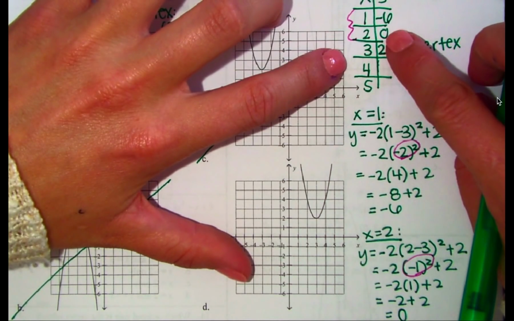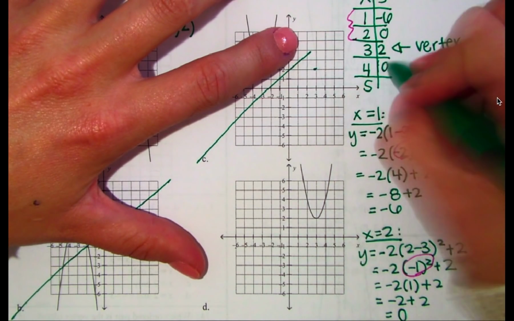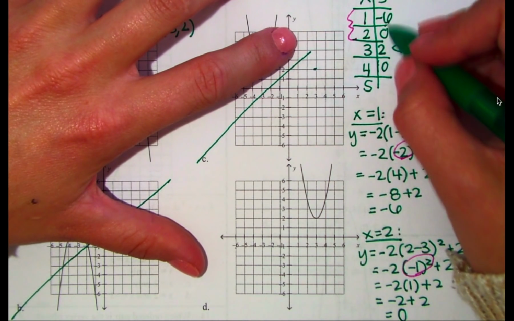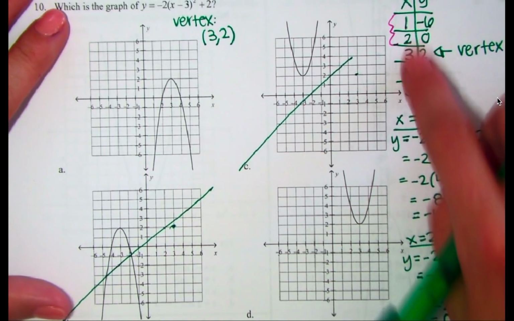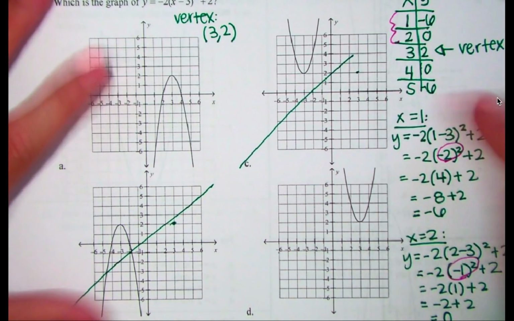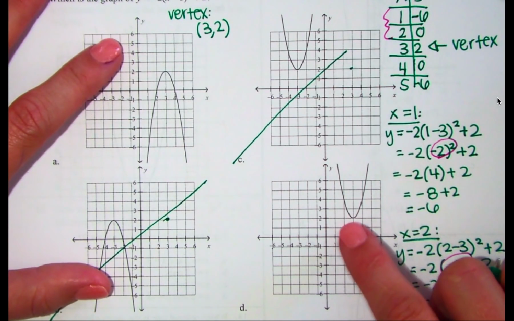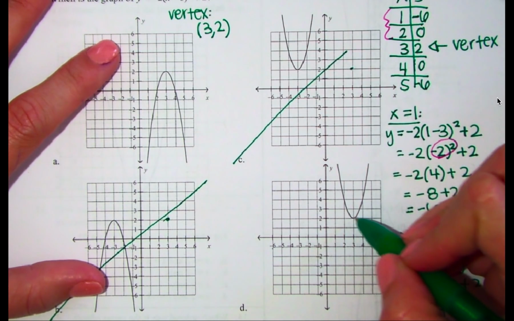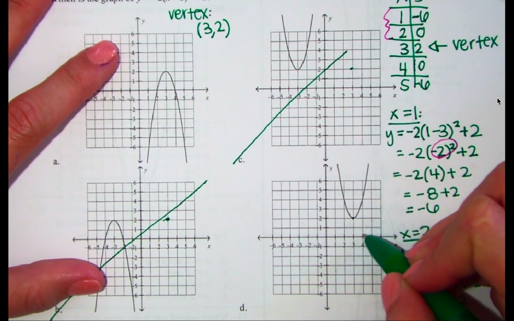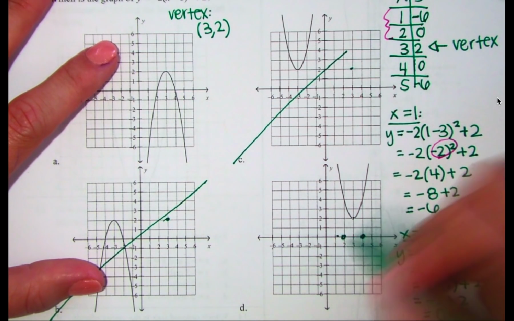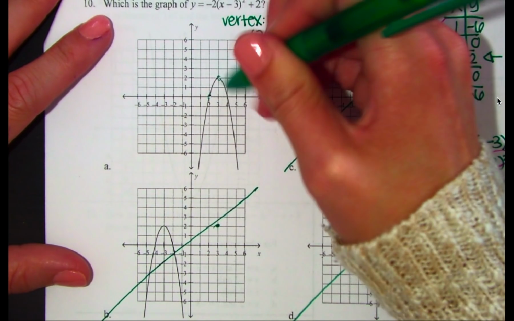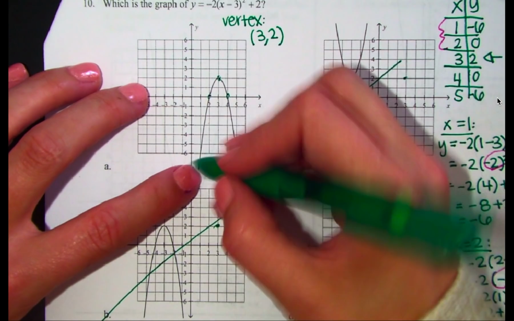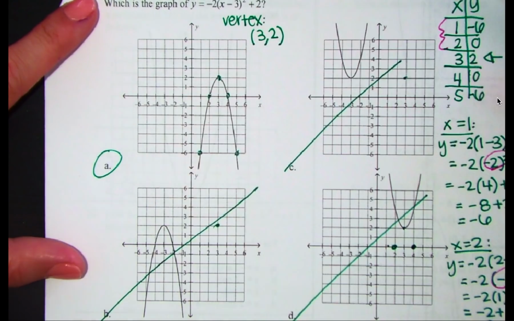Because I'm 1 to the left, it's going to be the same number as 1 to the right. 2 to the left will be the same as 2 to the right. So I want to find the graph that is consistent with this table. So we have over here 3, 2, but then we need 4, 0 and 2, 0. So D is not going to be my answer. My graph is over here. And then negative 6, so A.